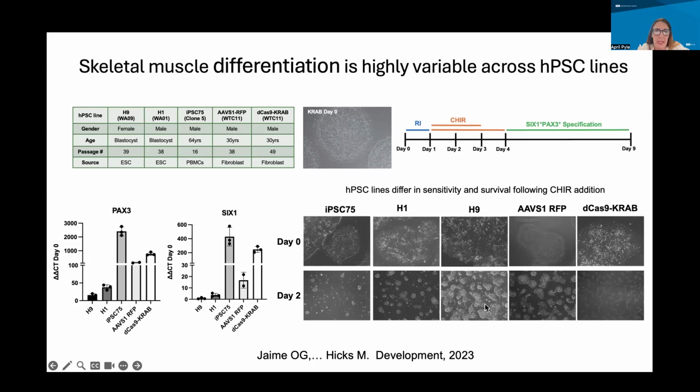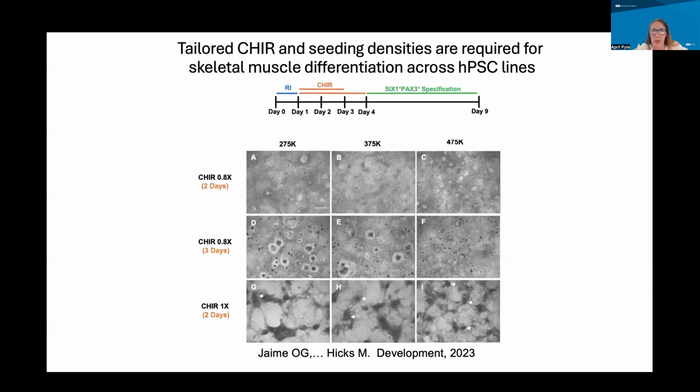variable. And so what that means is that different hPSC lines have different sensitivities, different survival rates, even initially, and following CHIR addition. And so you have to optimize this per line. Looking for these double positive 6-1 PAX3 markers is one way to determine how efficient your differentiations are. And then the other critical step is seeding density with CHIR concentrations. And so for every line, you really have to optimize which seeding density should I use per line, and which concentration and for how long should I add CHIR.